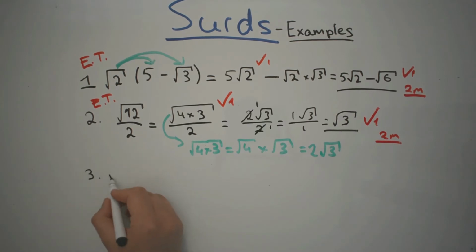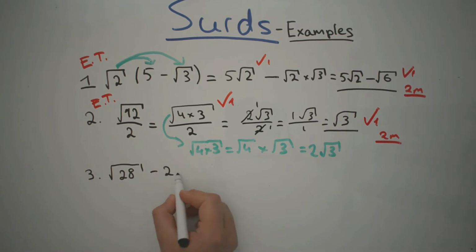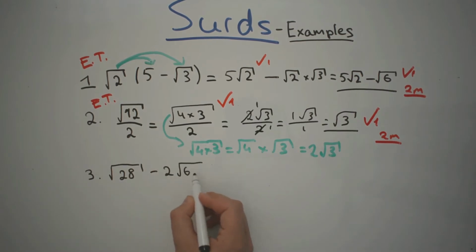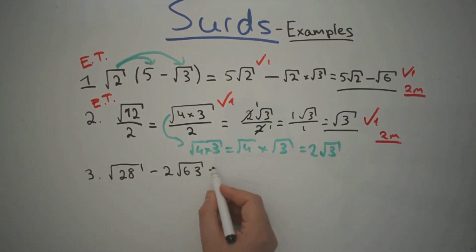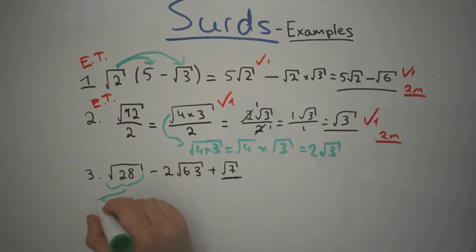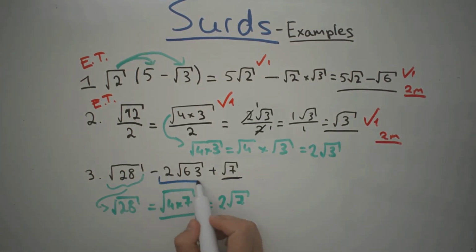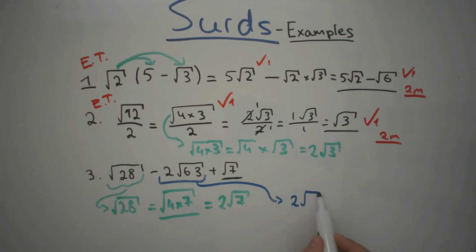Next example is square root of 28 minus 2 square root of 63 plus square root of 7. So in questions like that, the thing you need to look out for is a common root. So at the moment they don't have anything in common, but square root of 7 is the smallest root, so you can try and simplify the other two. So square root of 28 is gonna split into 4 times 7.